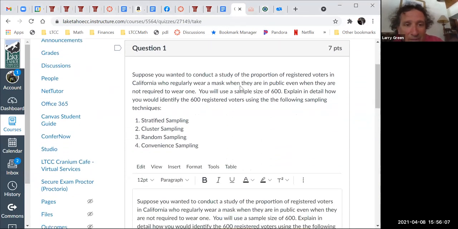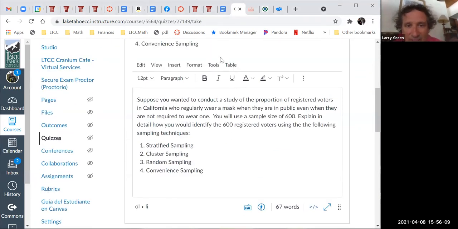Question number 1 is, suppose you wanted to conduct a study of the proportion of registered voters in California who regularly wear a mask when they're in public, even when they are not required to wear one. You will use a sample size of 600. Explain in detail how you would identify the 600 registered voters using sample techniques.